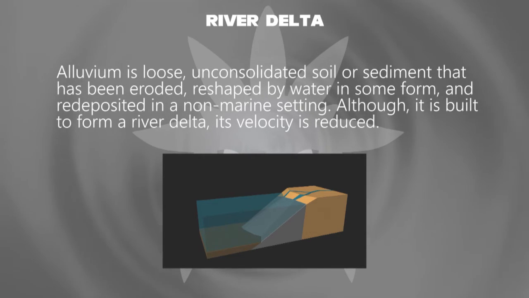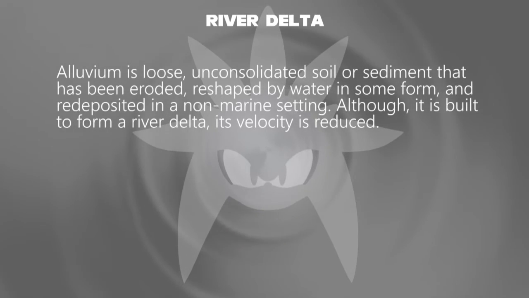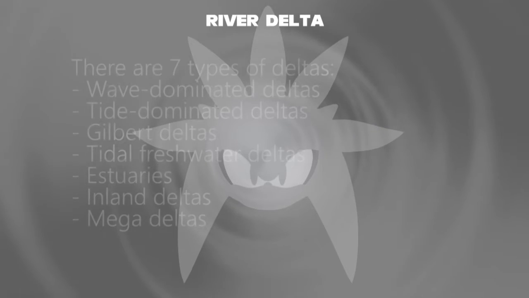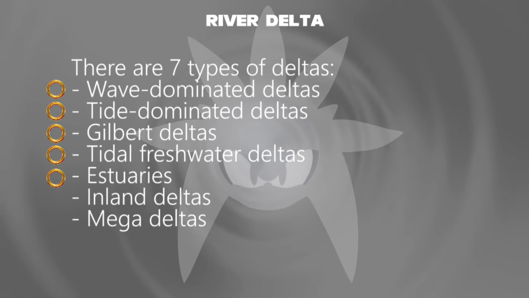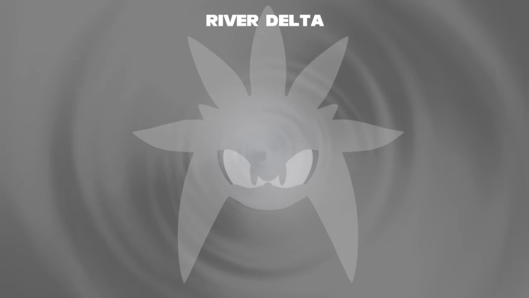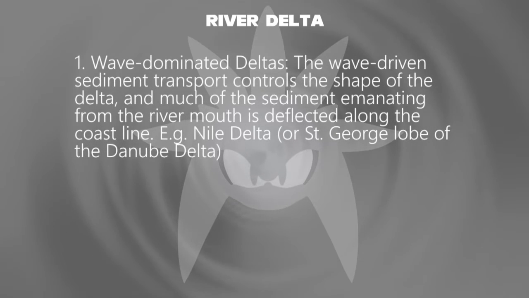Deltas are typically classified according to the main control on deposition, which is a combination of river, wave, and tidal processes, depending on the strength of each. There are 7 types of deltas: wave-dominated deltas, tide-dominated deltas, Gilbert Deltas, Tidal Freshwater Deltas, Estuaries, Inland Deltas, and Mega-deltas. Let's start with wave-dominated deltas.